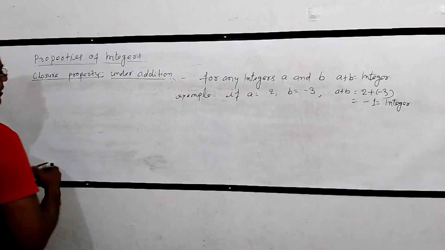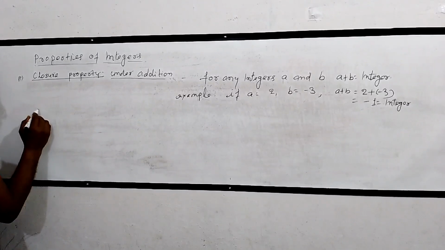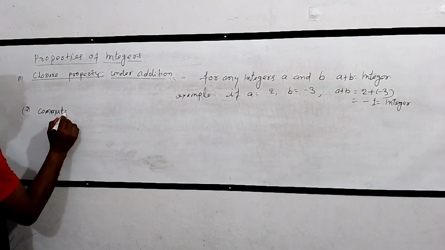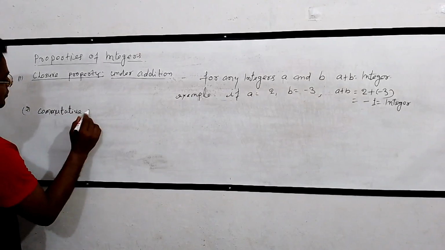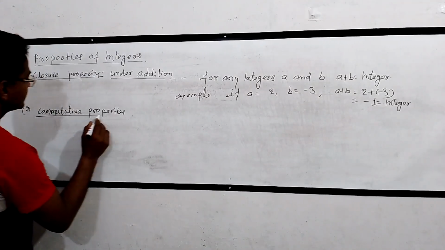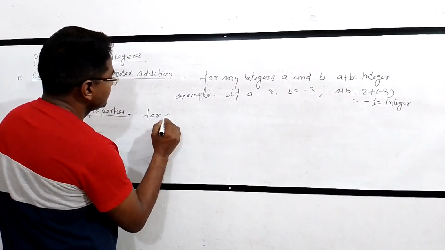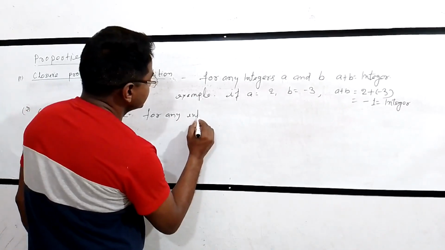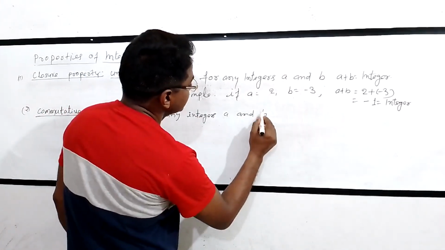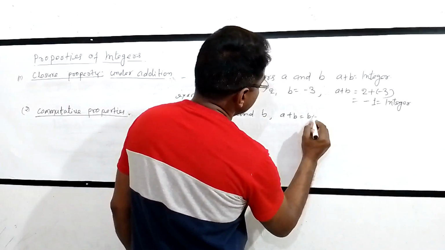The next one is the commutative property. The second one is the commutative property. Under the commutative property, for any integers a and b, a plus b is equal to b plus a.